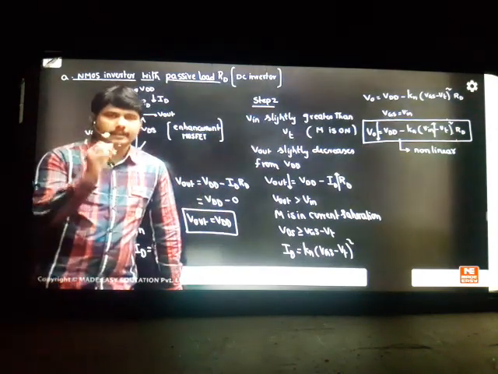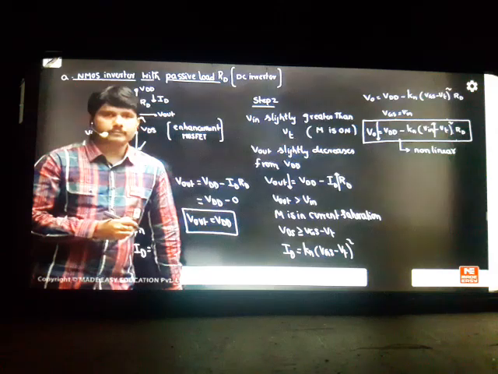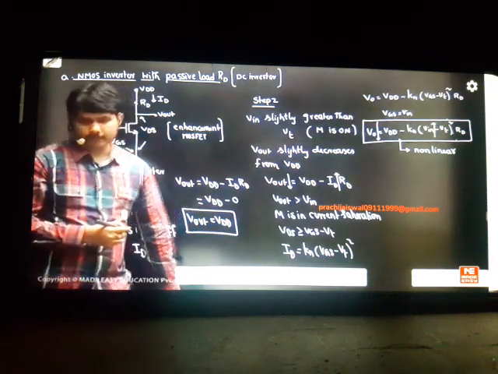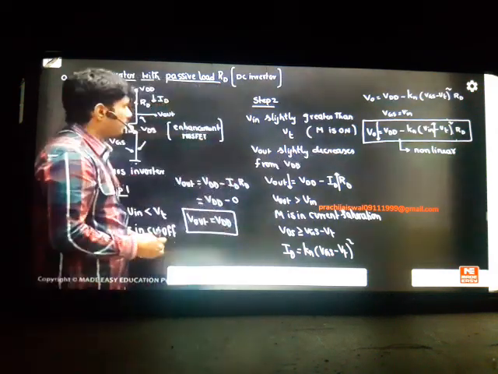First, understand the mathematics. Initially, it is at highest. After getting into current saturation, the output voltage is falling like a parabola. First point, the output is falling like a parabola. So this is called step 2 analysis.